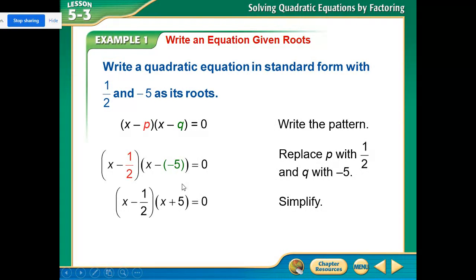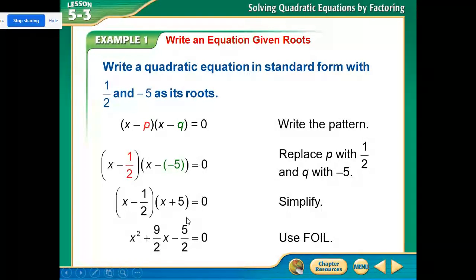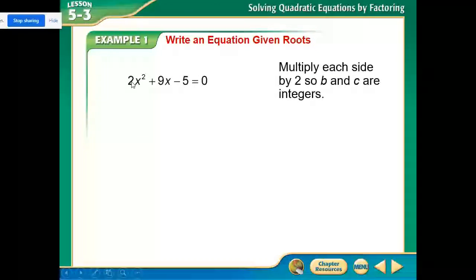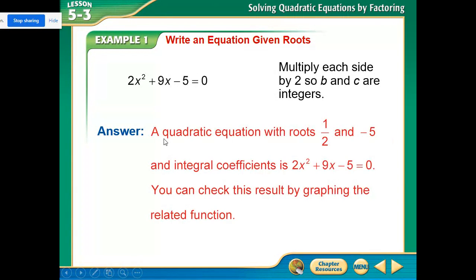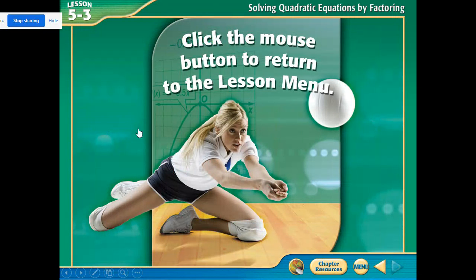Now they FOIL it first before getting rid of the fraction. I didn't like the fraction to start with, so I got rid of it first. So I would write this as 2x minus 1. But you can do it either way. They FOIL it out. That just gives us a lot of extra fractions in my book, so I'm not a big fan of it. Then they multiply by 2 to get 2x squared plus 9x minus 5. And that's my answer. And that's what I have for you today.